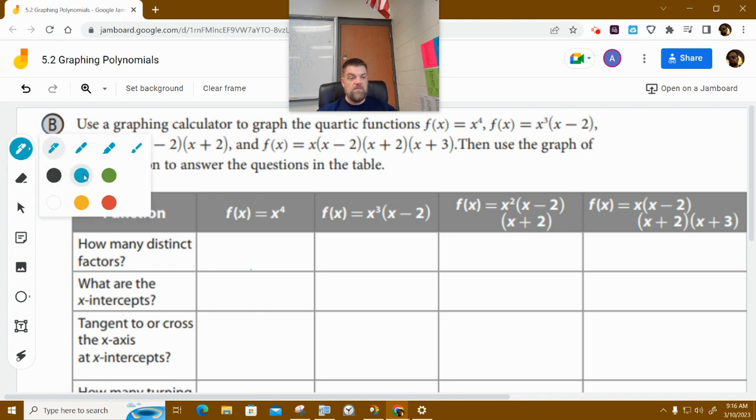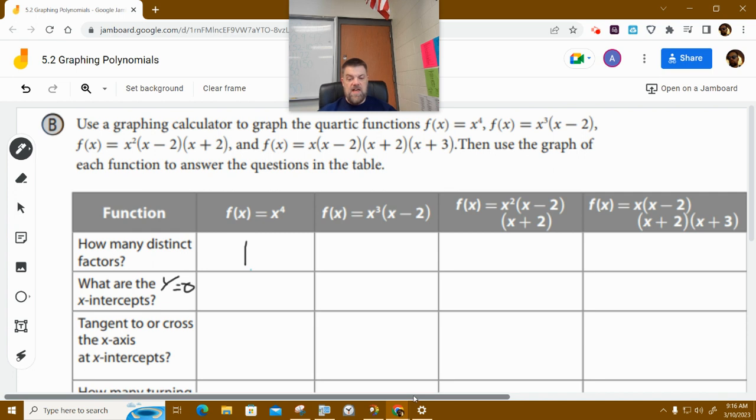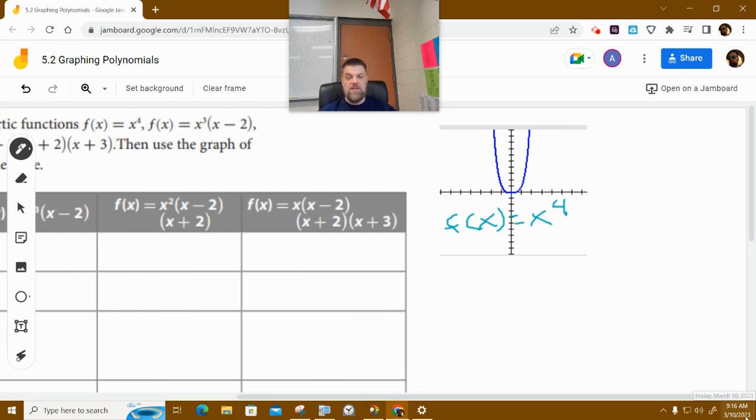So anyways, how many distinct factors? Just one. Okay. And then it asks, what are the x-intercepts? Now remember, the x-intercepts occur when y equals 0. And let me slide over here so we can see the graph. Where do you think that thing touches the x-axis?